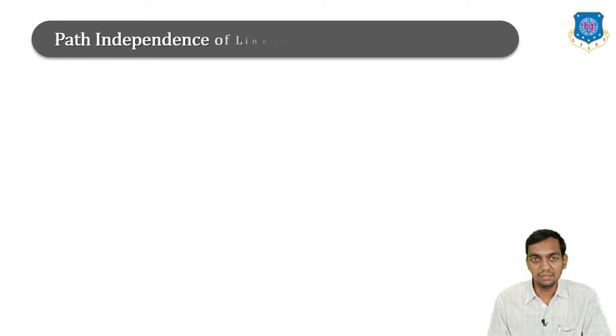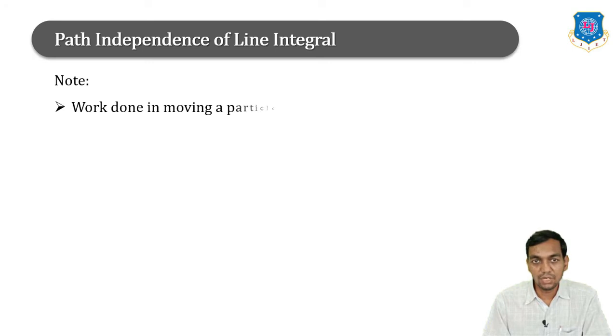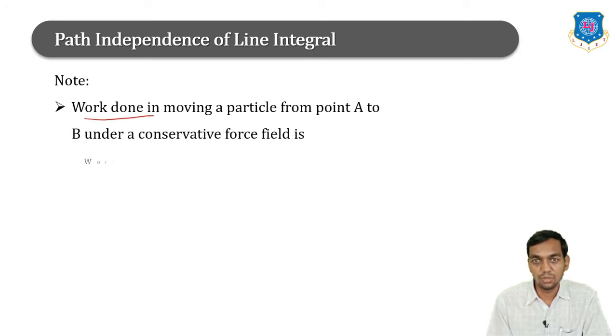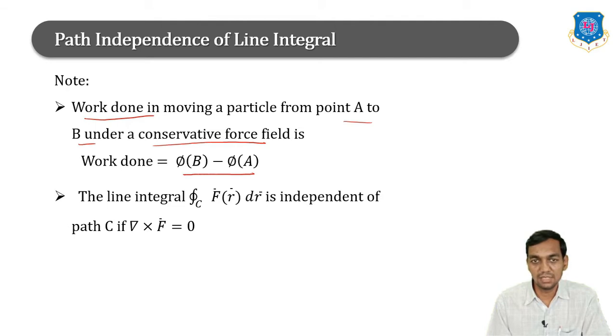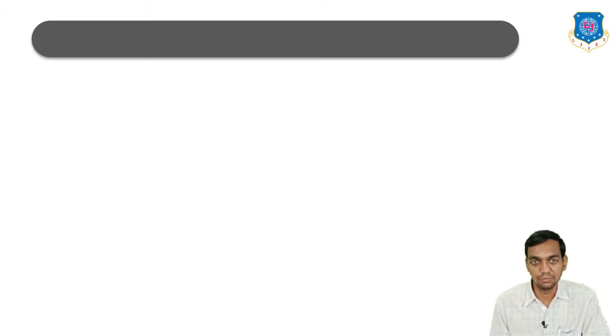Done. Then, second one: the work done in moving a particle from point A to point B under a conservative force field is given by phi B minus phi A. Why? Because again, your field is conservative, so the integration of f dot dr gives you the work done, and work done is given by phi B minus phi A if you are going from point A to B. In the same manner, the line integral of f dot dr is independent of path C if the curl of f bar is 0. That we have already discussed, as it is conservative.